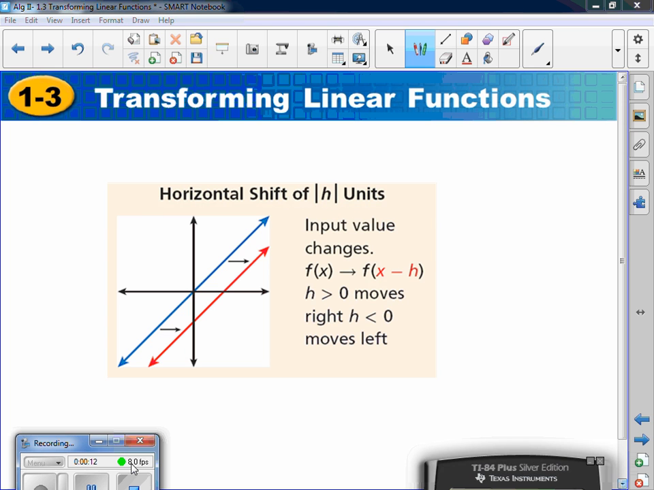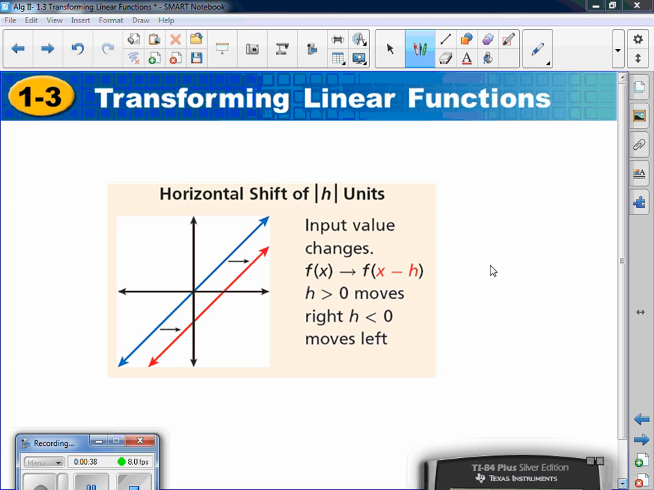To do a horizontal shift or a horizontal translation of h units, f of x is going to change to f of x minus h. This is the general formula, x minus h. To shift it to the right, h has to be positive. To shift it to the left, it has to be negative.